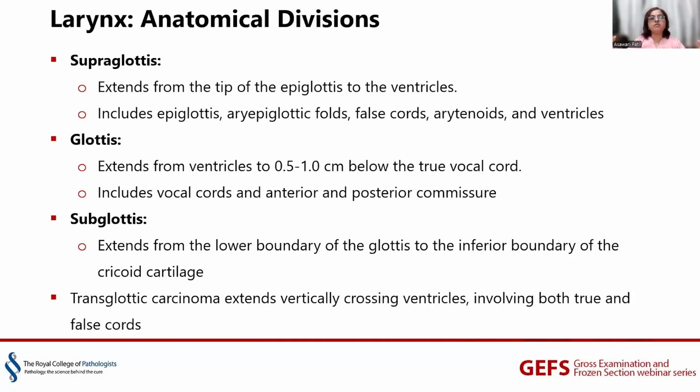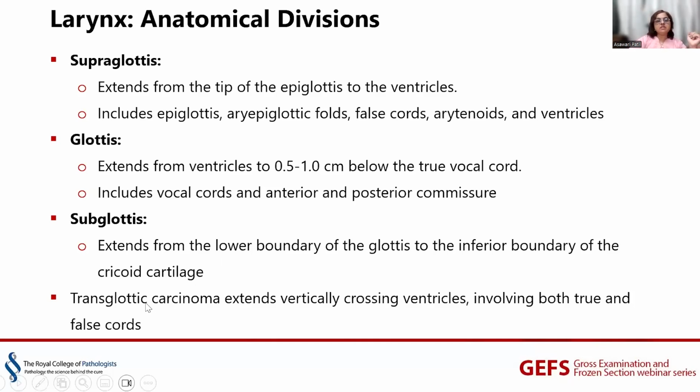Glottis is a portion of almost 1 centimeter, and it extends from the ventricle to 0.5 to 1 centimeter below the true vocal cords. It includes the vocal cords and the anterior and posterior commissure. Subglottis extends below the glottis, from the lower boundary of the glottis up to the inferior boundary of the cricoid cartilage, and then you get the trachea below that.